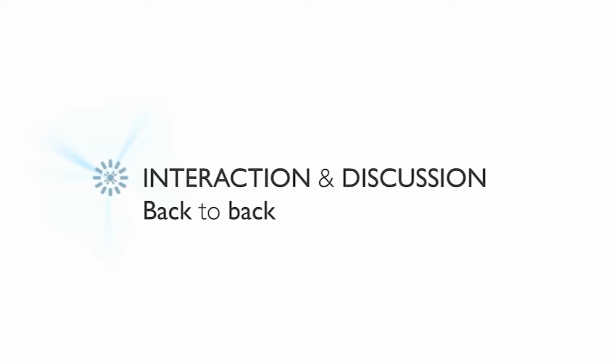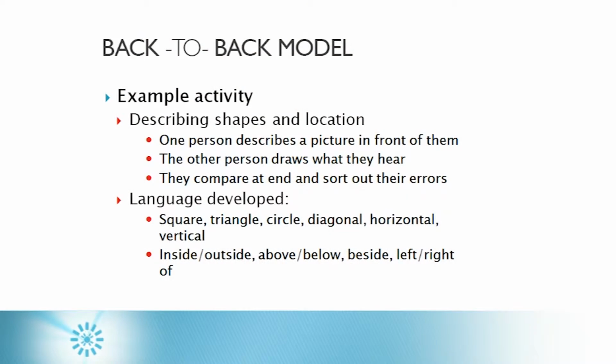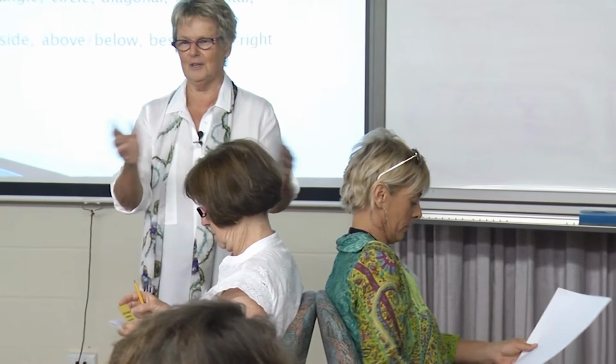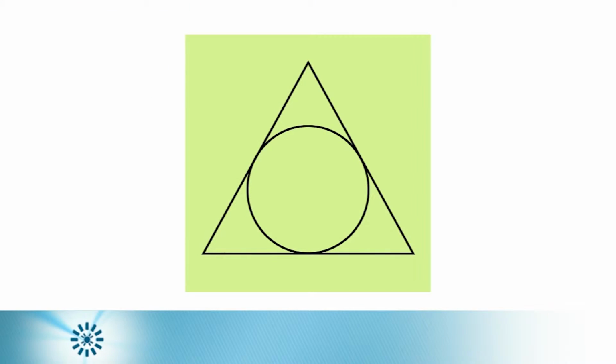We're going to do a back-to-back model. Carmel's going to read out her instruction, and Sarah's going to try and follow the instruction without seeing what Carmel is looking at. So Sarah, draw a triangle and place a circle in the middle of it.